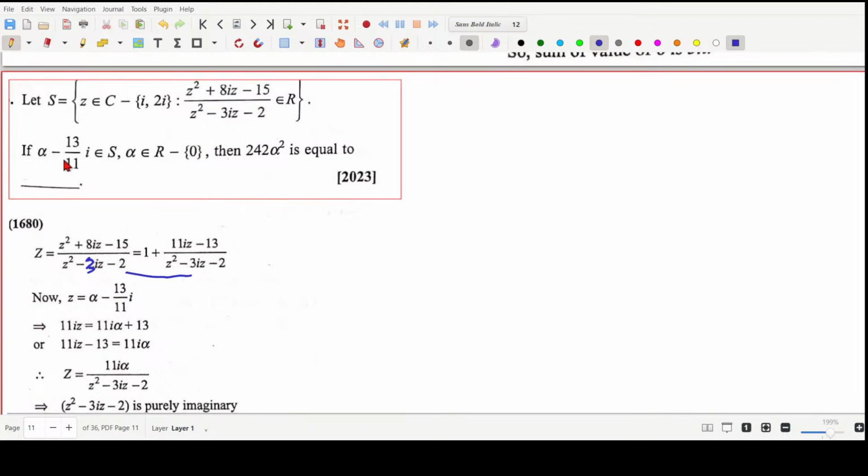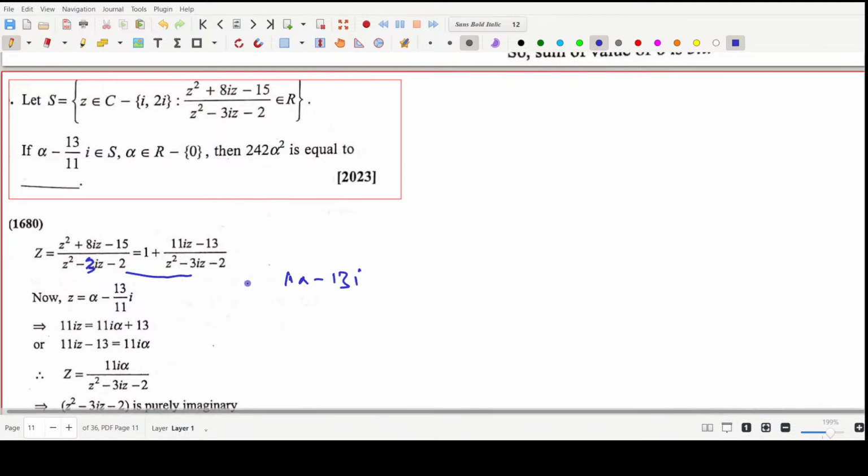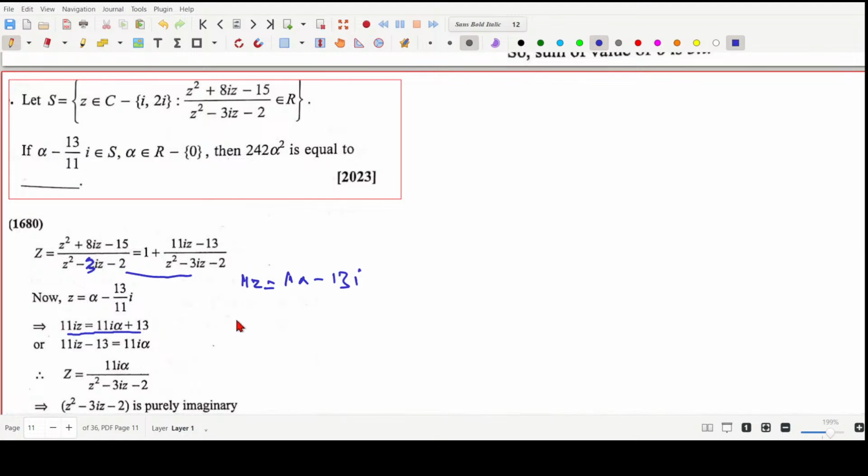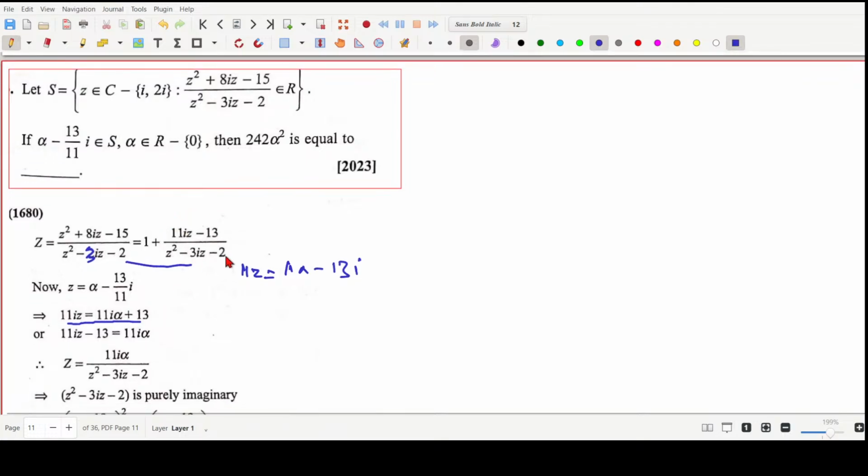Now z equals alpha minus 13 by 11i. What does that mean? z equals 11 alpha minus 13i by 11i, or 11iz equals this one, right? If you multiply with i, because we want this one, 11iz equals 11i alpha minus 13 into i square, which is 13 into minus 1. That's why we have got this. Which means 11iz minus 13 will become 11i alpha, right?